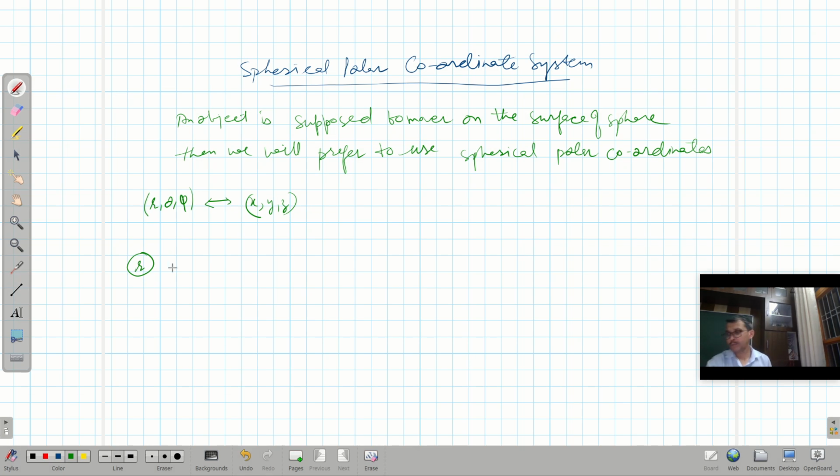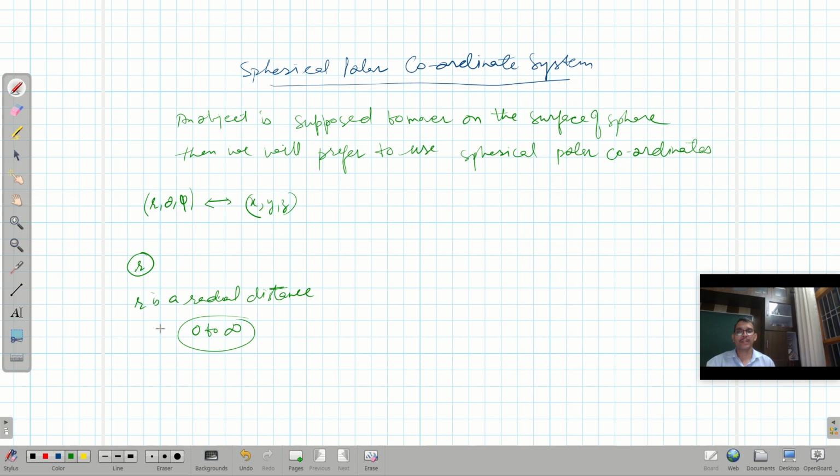So first of all, let me talk about r. r is basically a radial distance, right? And it varies from 0 to infinity. That is its variation. So let me now talk about what is theta and phi.